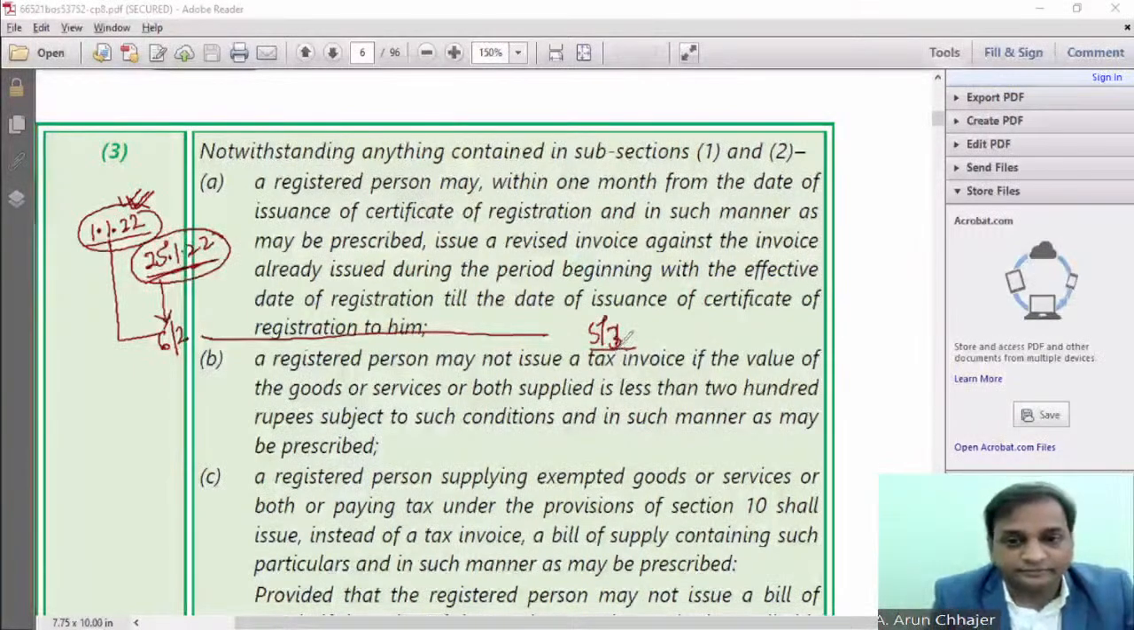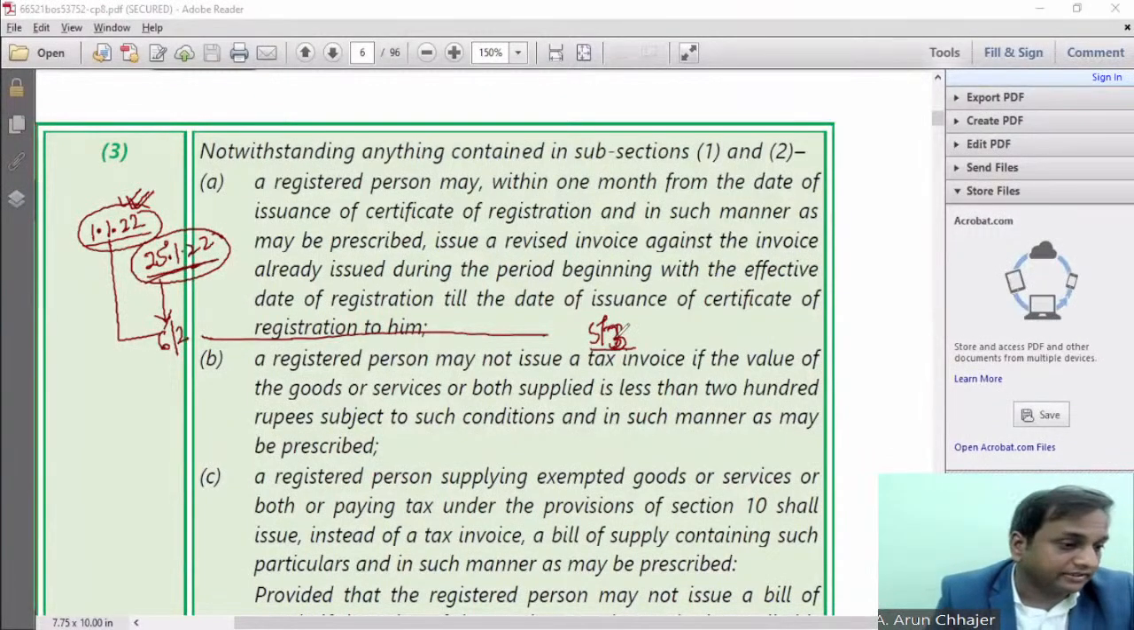Is it clear? From 6th Feb to 5th March, I will issue the revised invoice. I cannot issue the revised invoice after expiry of the 1 month. Sandeep, kindly confirm.